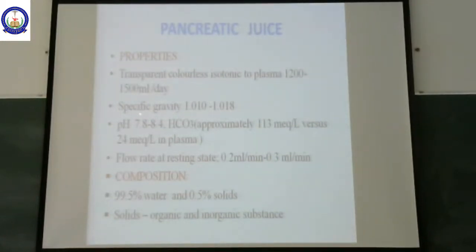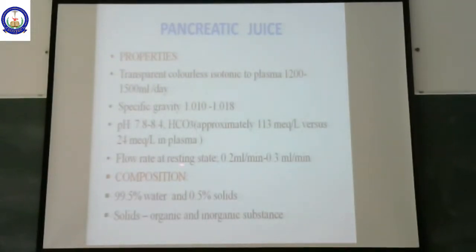Why is it 7.8 to 8.4? Why is it so alkaline? Because of abundant bicarbonate secretion. How much is secreted? Around 113 milliequivalents per liter will be present, whereas in plasma, in blood, it is just 24 milliequivalents. Whereas in pancreatic juice it is 113 milliequivalents.